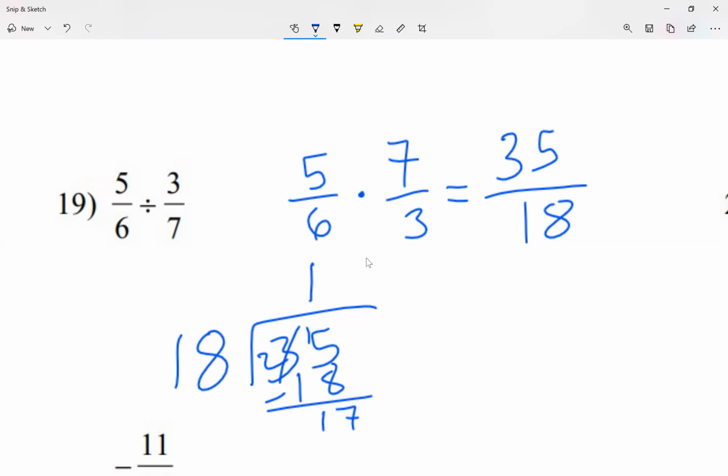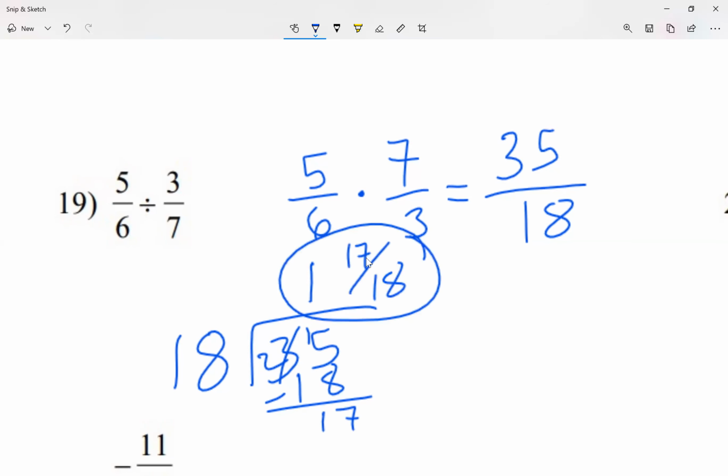So with my remainder 17 and my 18, I'm going to make a fraction. I'm going to put my remainder over my 18. So my answer is going to be 1 and 17/18.